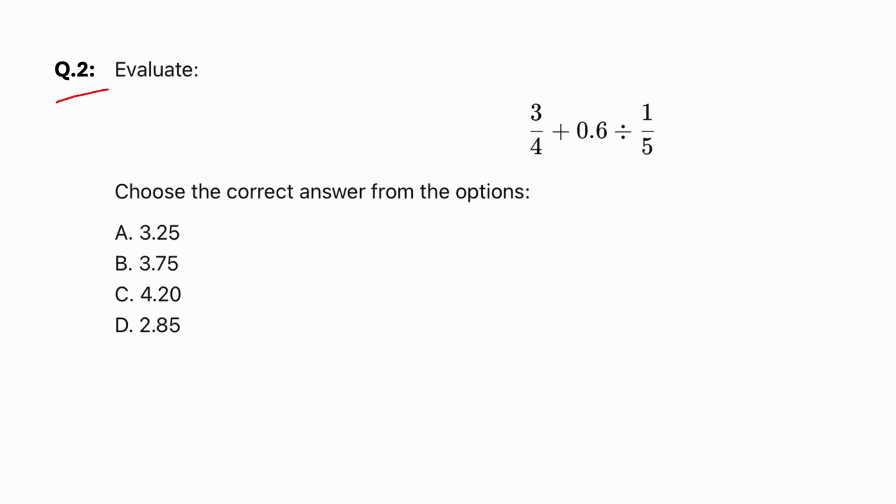Okay, so now here is another question for you to try on your own. It says to evaluate the value of this expression 3.4 plus 0.6 divided by 1 by 5, and then choose the correct answer from the options. So try on your own. Pause the video if you need more time. I will reveal the correct answer at the end of the lecture.